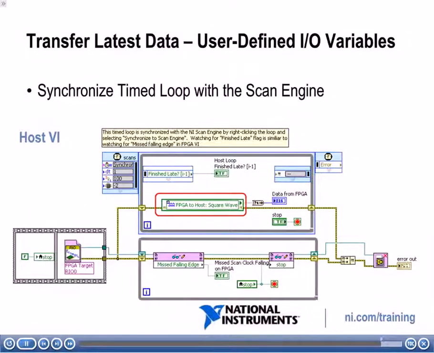As you can see here, the updates on our FPGA are happening at the same time as our host is reading it. And you notice that we see the user-defined I/O variable right there in the middle in red. So using user-defined I/O variables, we're able to take advantage of the synchronization with the scan engine. Now you can transfer latest data between the host and FPGA using user-defined I/O variables. Next, we will describe how DMA FIFOs transfer buffer data between the FPGA VI and host VI.